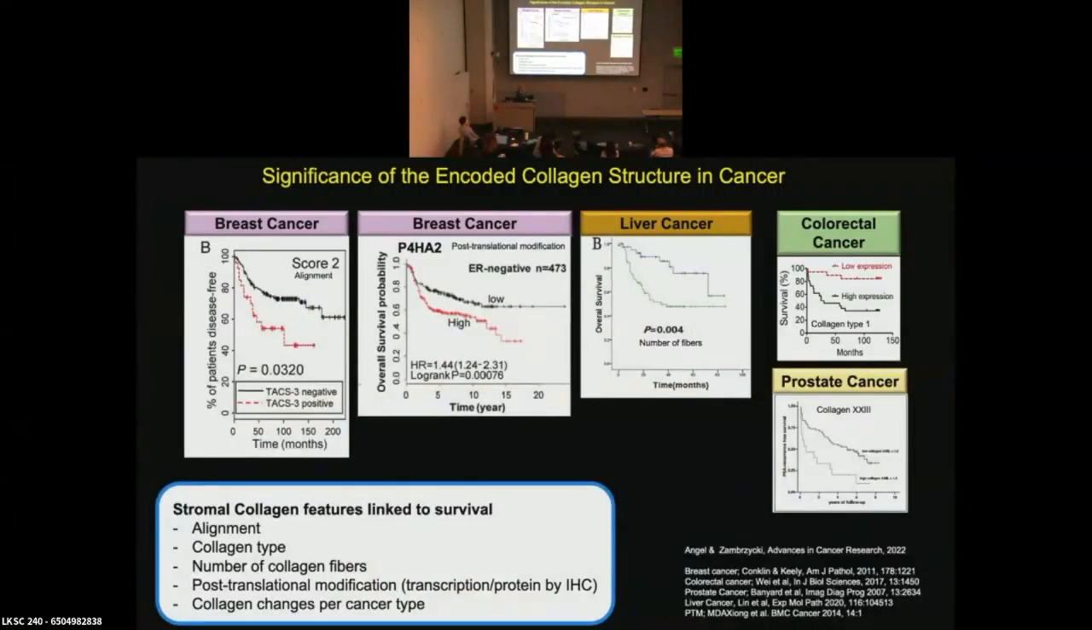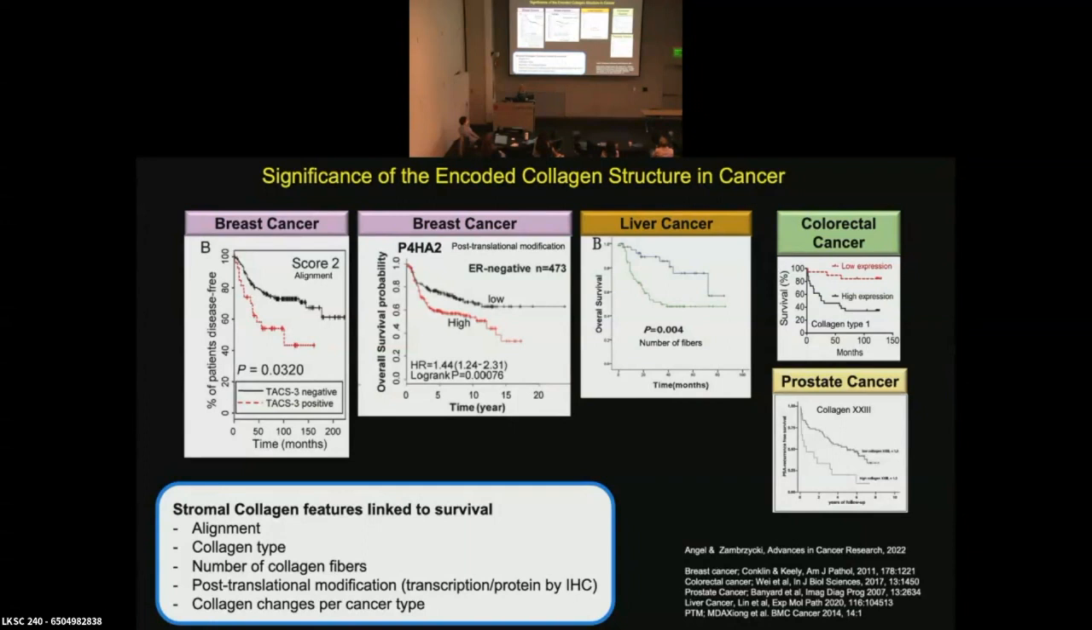And so what we know is that if we look at cancer in particular, we know that this collagen structure has predictive value. The problem is that the values that have been read are very qualitative: alignment, collagen type, number of collagen fibers, and post-translational modification. But this is given by transcriptomics, by the enzymes that place these modifications on the collagen structure.